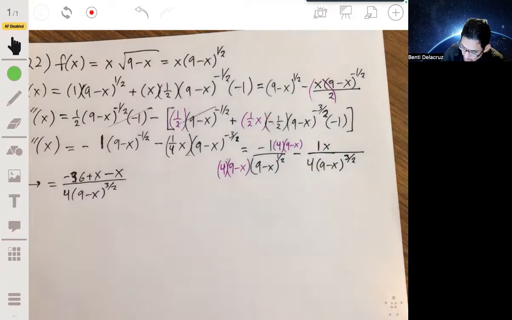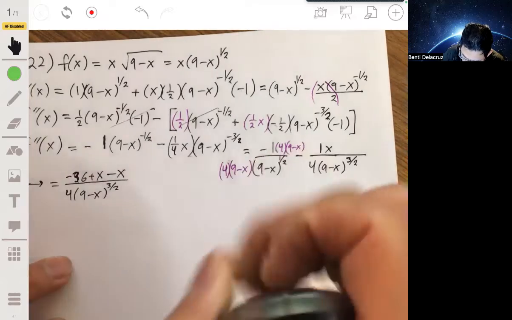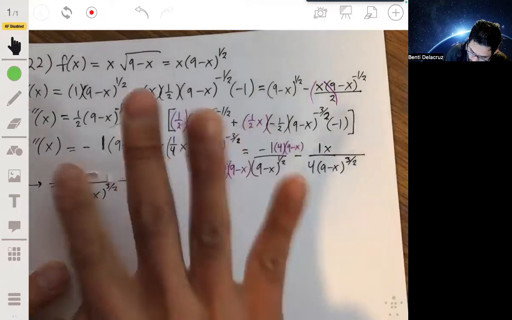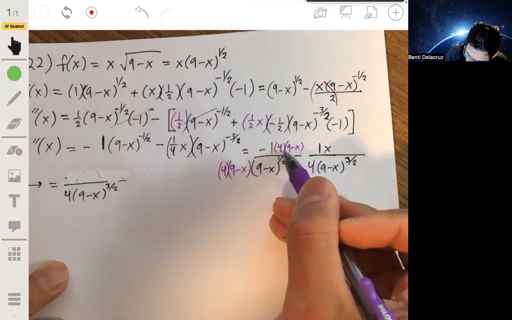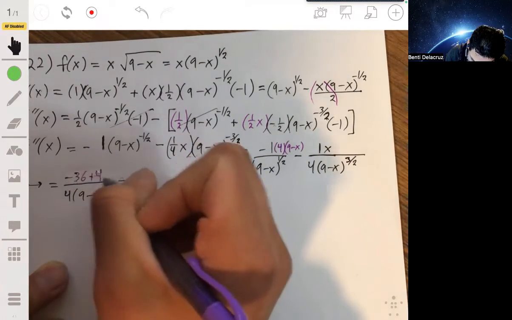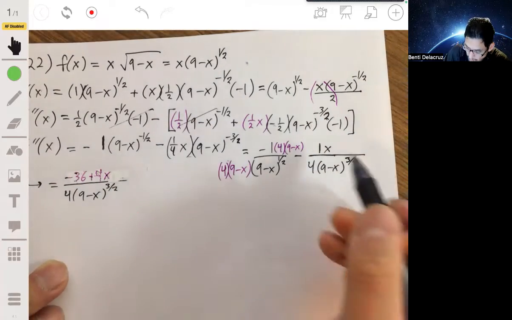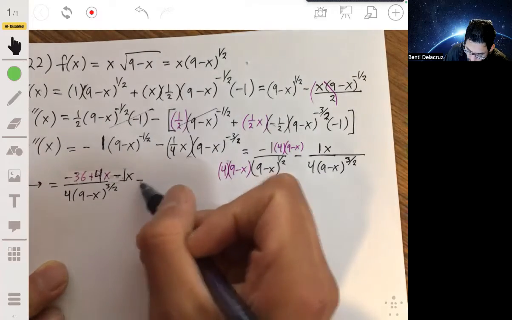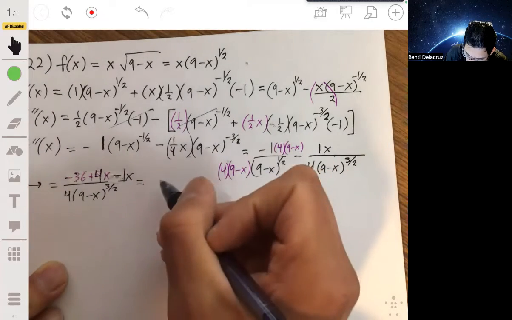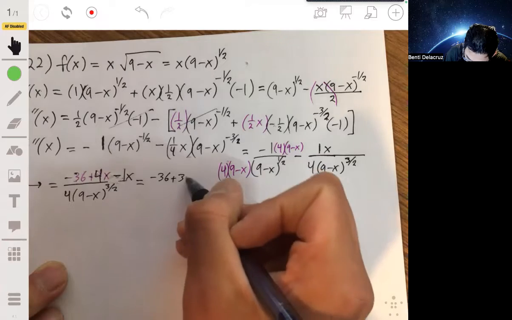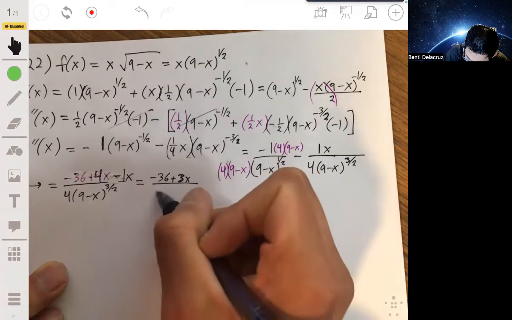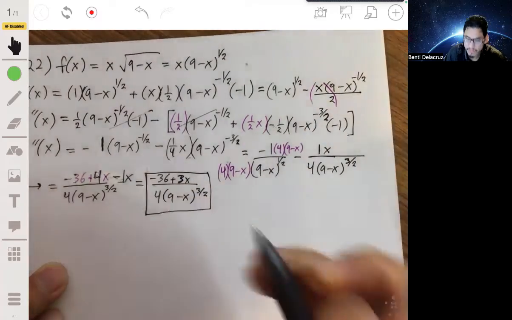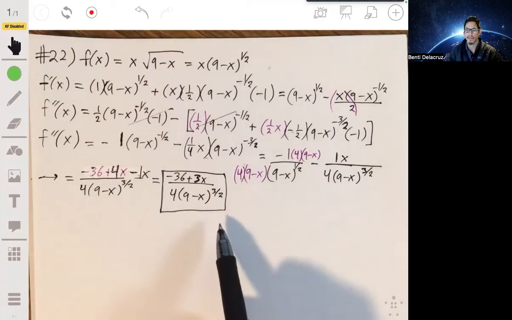Or plus 4x is what I use. Let me put this in color. So minus 36 plus 4x, minus that 1x. And then also just be negative 36 plus 3x, all over 4 times the 9 minus x to the 3 halves. So this will be my equation for the second derivative.